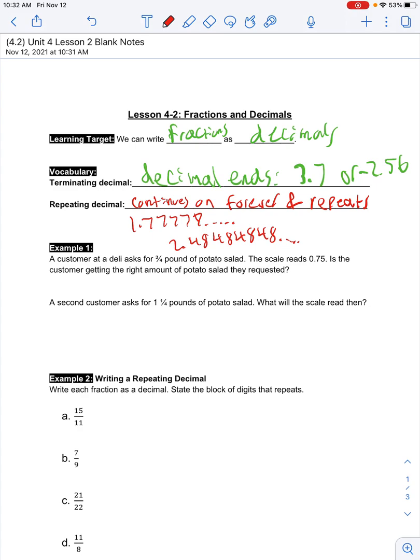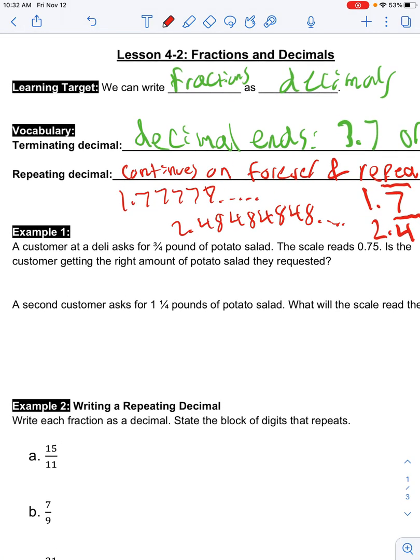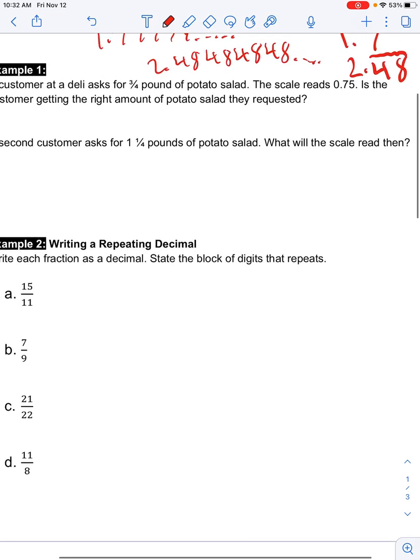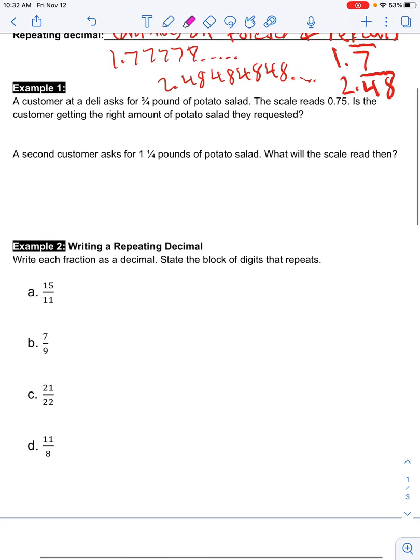2.48484848 dot dot dot. How we show that this number repeats and goes on forever is we put a line over the top. So it'd be like 1.7 with a line means 1.77777, or 2.48 with the line over the 4 and the 8 means 2.48484848.